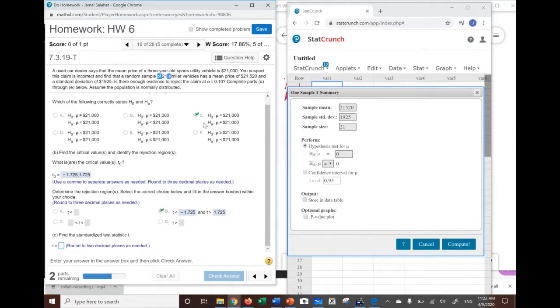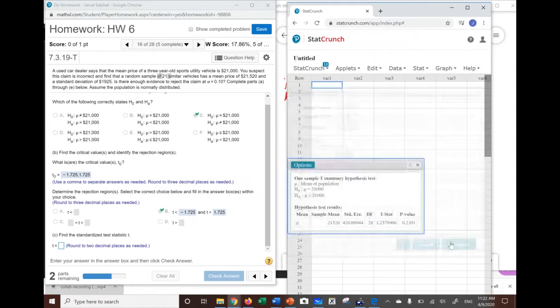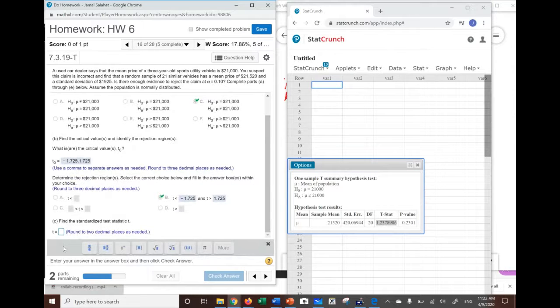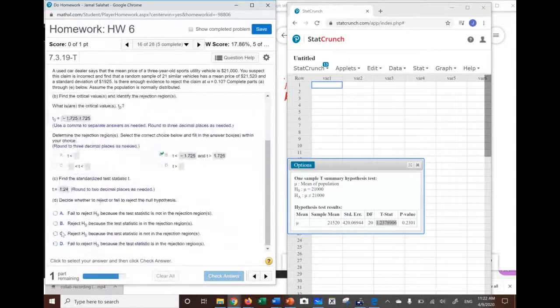And the test is as in C here. We checked it. So as in C, equal to 21,000, or not equal to 21,000, and hit compute. And that's going to give us the t-stat. Here's the t-stat. So we need that t-stat to 2 decimal places, which is going to be 1.24. And again, we need to put that in there, 1.24. Hit enter, and it's the correct answer.